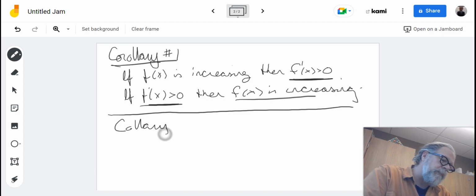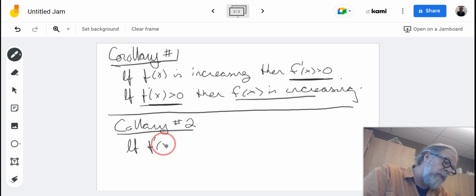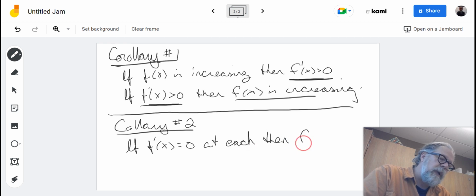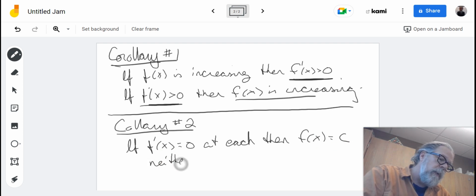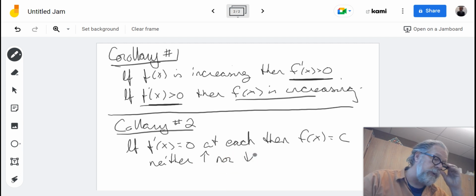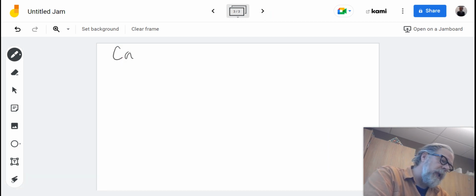Number two, if the function has a derivative of 0 at each point, then the function itself must be a constant. It is neither increasing nor decreasing. Neither increasing nor decreasing, therefore it must be a constant function. So that's a nice little add-on. And number three, sorry about my writing there.